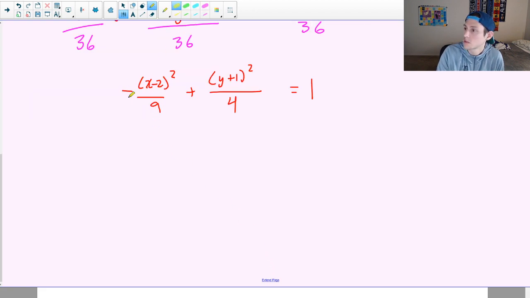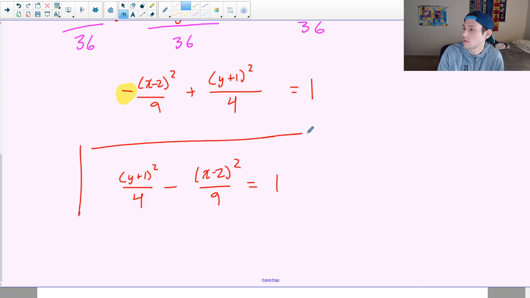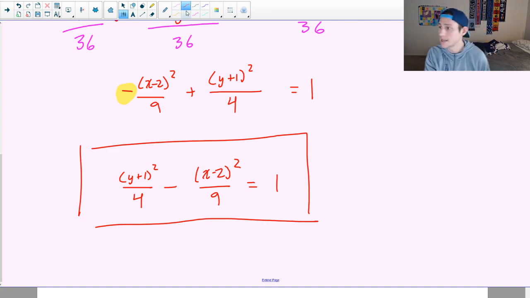Okay, and then just one last thing is, again, we always want the minus sign to be in the middle, so I'm just going to flip these terms around so that they're written like that. So I'm going to put the y plus 1 squared first over 4 minus, we like the minus to be in the middle if there is one. Okay, so there's my standard form.